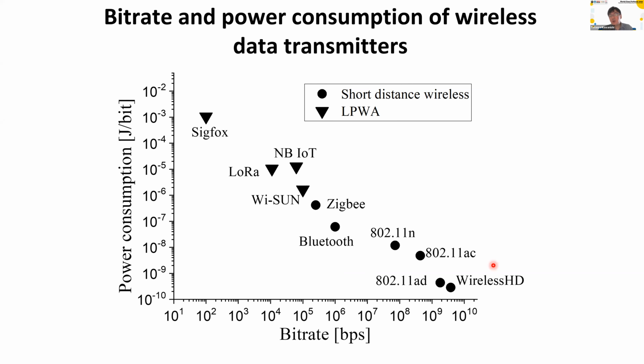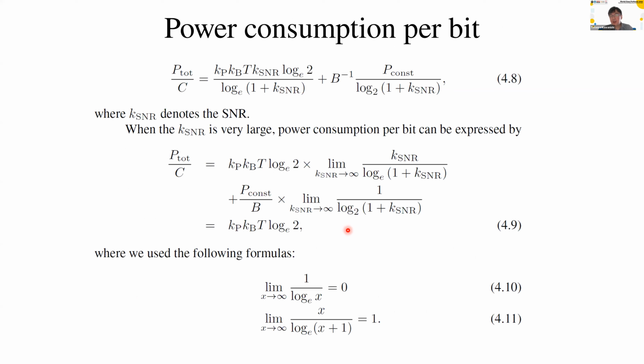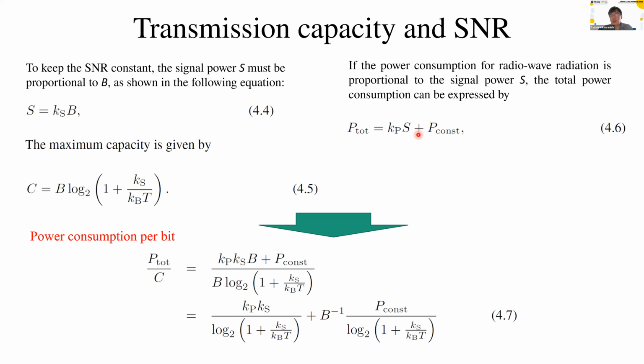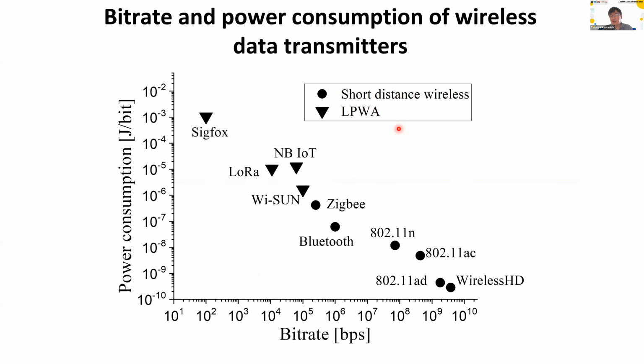If we use a millimeter wave transmission system, power consumption per bit would be much smaller than Zigbee or Bluetooth. This is because in an ICT system, this part would be very large, constant power. It's not proportional to the radio power. If the major part is proportional to the radio power, it should be constant like this. But in an ICT system, the constant power unit would be dominant.